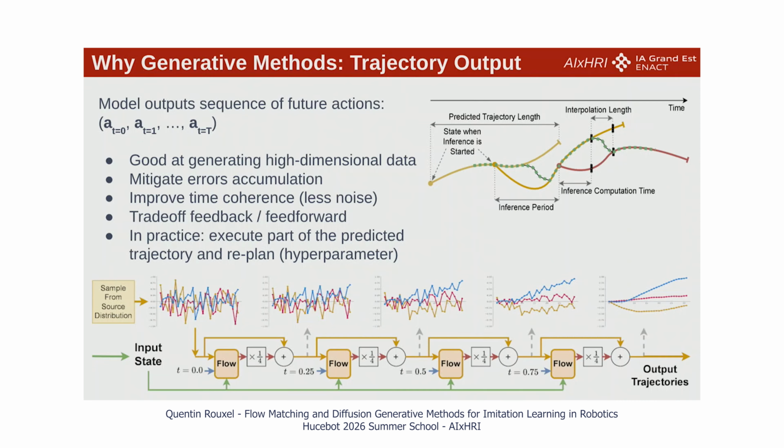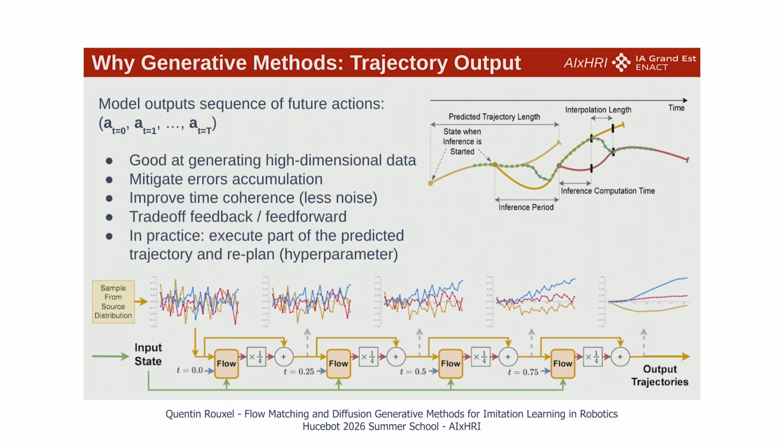In the kind of imitation learning we are using right now, instead of outputting a single action, we output a sequence of future actions. And we are using generative models for this because they can handle high dimensional data well. For example, we go from a pure noise trajectory and we denoise it, or we use flow matching to generate a full trajectory of future actions.